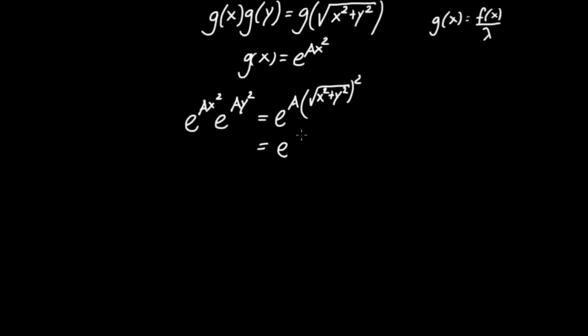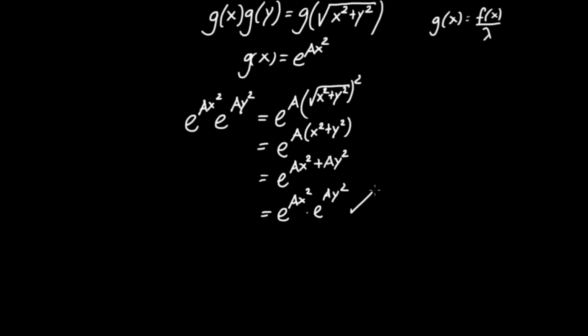The right-hand side is, of course, equal to, up there in the argument, a times x squared plus y squared. I'll distribute the a times x squared plus a times y squared. And then, notice the exponentiation allows me to break that sum apart into a product, e to the a x squared times e to the a y squared. And that's indeed equal to what we have here. So that looks good. These functions will do the job.